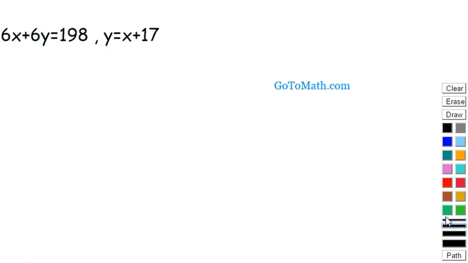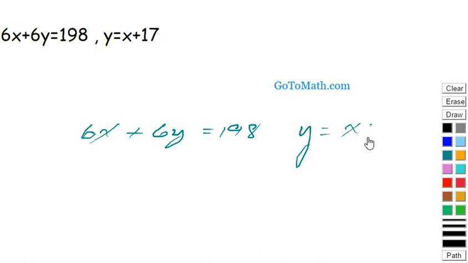Anyway, so let's just go ahead and write this out. So we have 6x plus 6y is equal to 198. And then of course we have y equaling x plus 17. I think actually I am going to go to a little thicker there with the line.